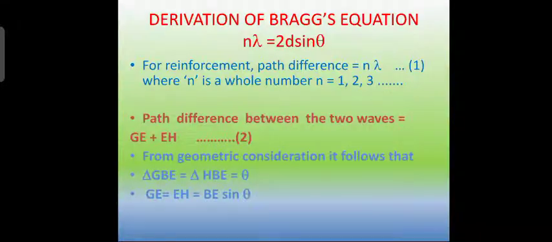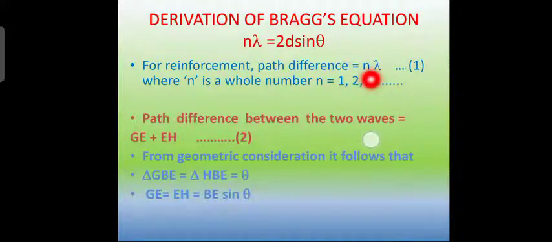Okay. Next slide. Now, how to derive Bragg's equation? Derivation of Bragg's equation. What is Bragg's equation? n lambda is equal to 2d sin theta. So, this is the Bragg equation. You have got to derive it now. n lambda is equal to 2d sin theta. Okay. Now, for reinforcement, the path difference is given by n lambda. That is the definition. For reinforcement, the path difference should be equal to n into lambda, where n is a whole number.